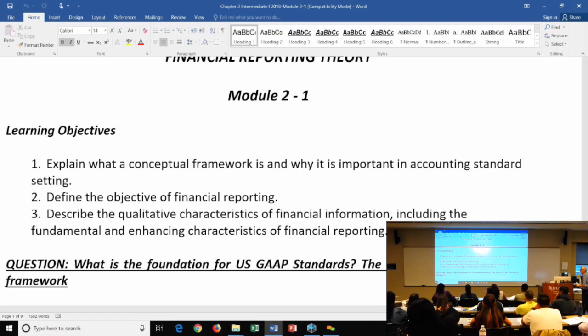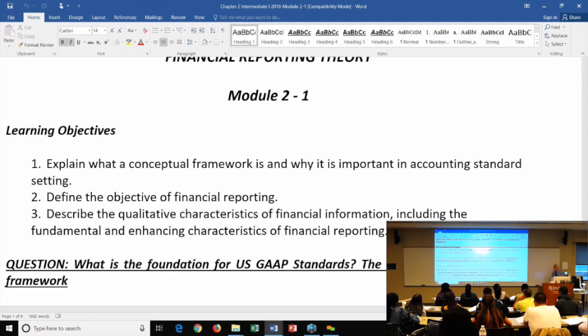Then we'll look at the components, what goes into the conceptual framework. There's the objective of financial reporting. There are the qualitative characteristics, including fundamental and enhancing qualities. In the next module, we'll look at elements and principles and assumptions and various theories that you'll see. You've seen some of the historical cost, going concern, but we'll go over those again. So really, to answer the question, what is the foundation for all GAAP? It is the conceptual framework.